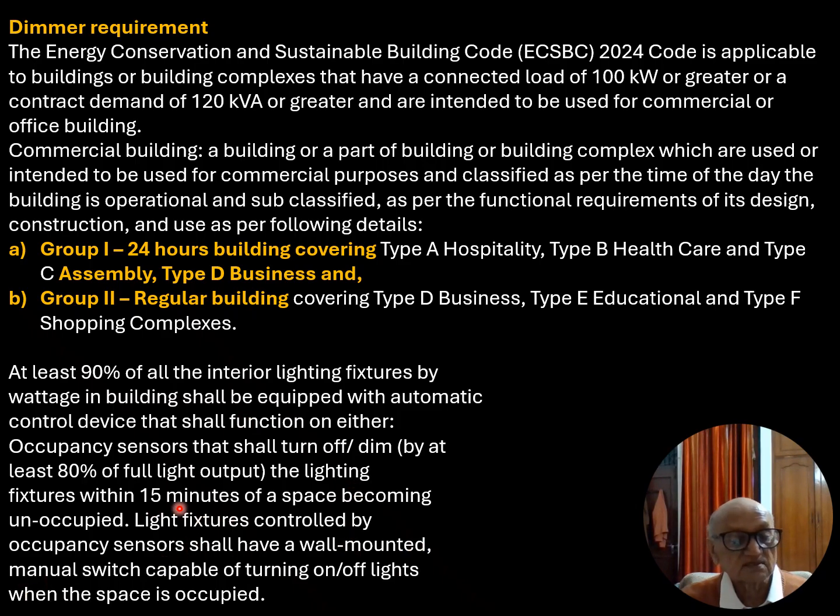Another purpose is that you provide dimming facility. So in a room of 300 square meter facing sunlight, the first row of lighting can be dimmed 75% because you are getting daylight. So this type of feature has been involved by ECSBC.